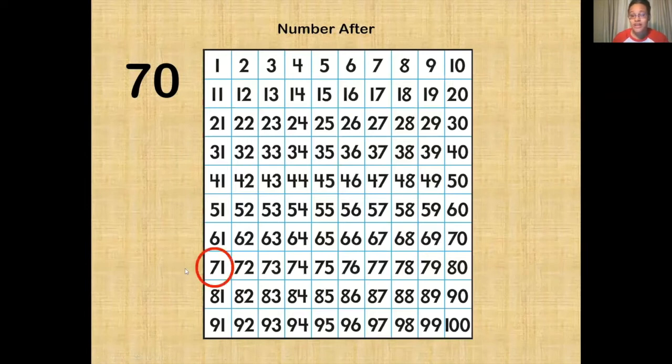Right, 71. So any of the numbers that end in a 0, you're going to the next row to find out what's after.